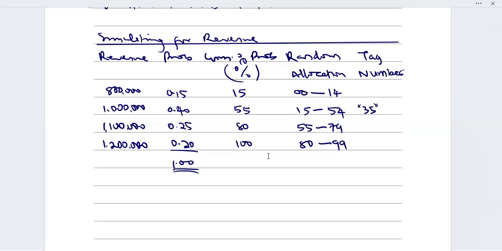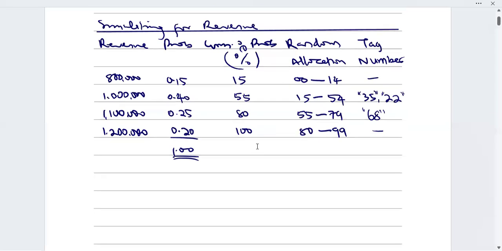I'll pick the next tag number, which is 22. Again, 22 lies between 15 and 54. Here will be 22. Next one is 68. 68 is between 55 and 79. Here is 68. So with this, I have simulated for revenue. This is how to simulate for any variable.